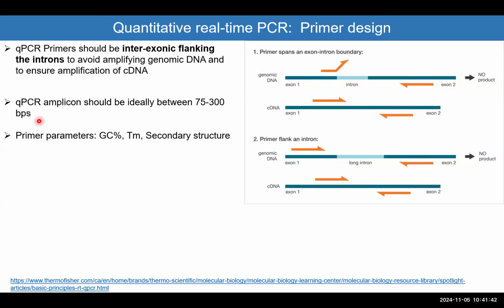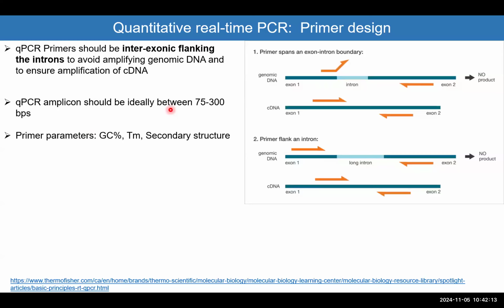That's generally what we do in the lab, because if we increase the amplicon, the efficiency of the amplification is much lower. So if you go to any paper and you read the qPCR products, you will see that the amplicons are between 75 to 300 base pairs. And again, the amplicon is the size of the fragment you are amplifying on the cDNA.